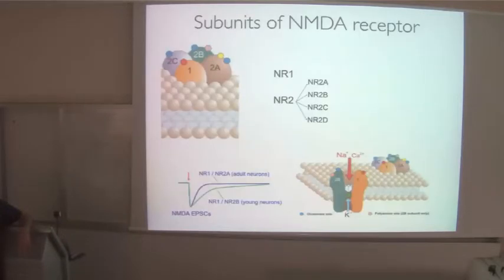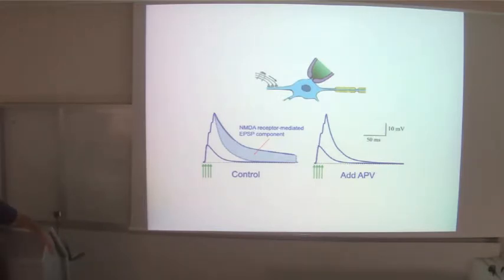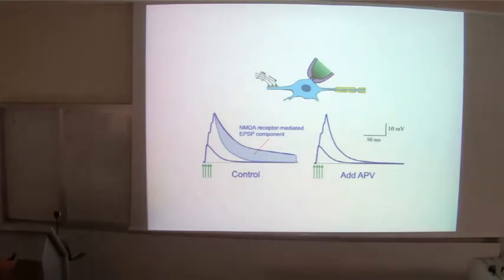What is important for us is that some of the current responsible for this is carried by what? By calcium ions. And calcium, as you may know, is like the key to everything. When calcium gets into the cell, things start to happen, right? And so this was the first clue for starting to look for the mechanisms of how these things could work.